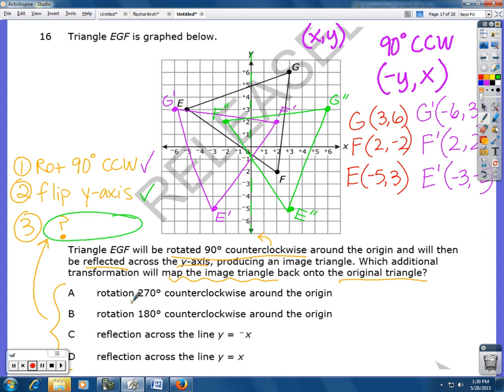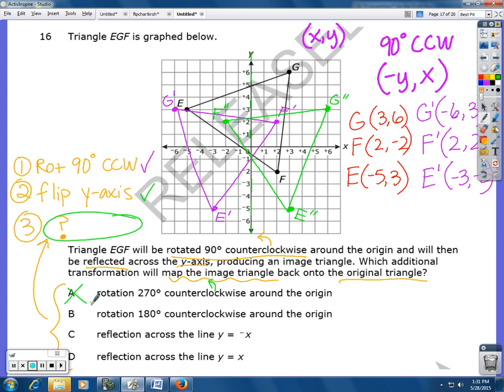A says 270 degrees counterclockwise, so that's to the left, around the origin. 270 degrees means that it's going to rotate 90 degrees 3 times. And each time something rotates 90 degrees, it moves from one quadrant to another. So let's take one point, G prime, and if we rotate it 270 counterclockwise, then it's going to go here, 90, 180, and then 270. If you look at G, we're trying to get G prime back here with G. That's not going to work out to bring it all the way around, so it can't be A.